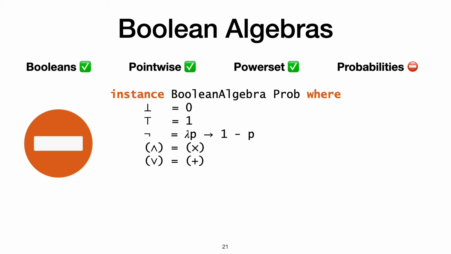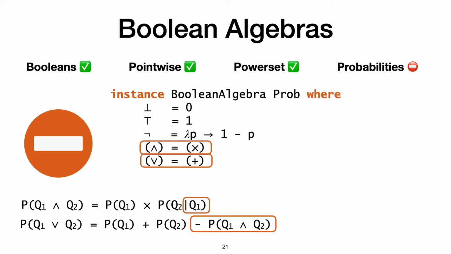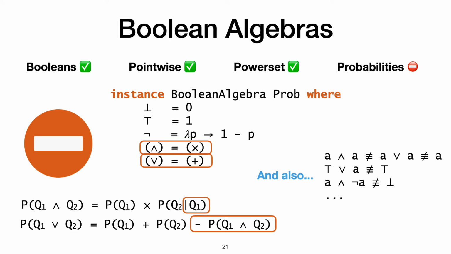First of all, conjunctions generally do not align with multiplication. The probability of the second query in the multiplication contains a dependence on the first query, as you can see here. And second, disjunction also does not align with addition, because there is a probability that should be subtracted to compensate for the overlap between the two queries, as you can see here. And there's even more, because the idempotence, universal bounds, absorption laws, and so on of Boolean algebras are not satisfied.